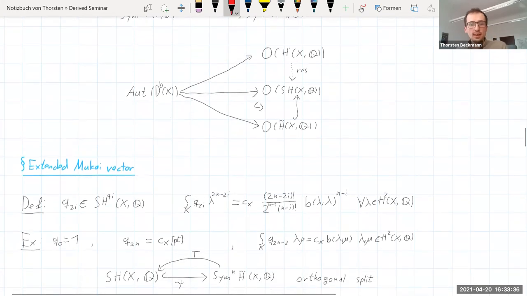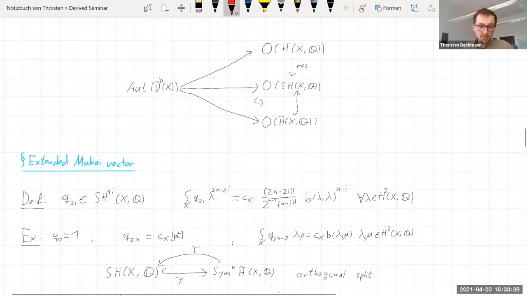And so we have our nice isometric embedding of the Verbitsky component into the n-th symmetric product of the extended Mukai lattice. And that's an isometric embedding, and therefore, of course, we can consider its orthogonal splitting, which we denote by T.